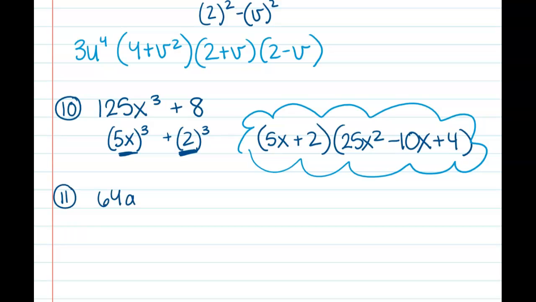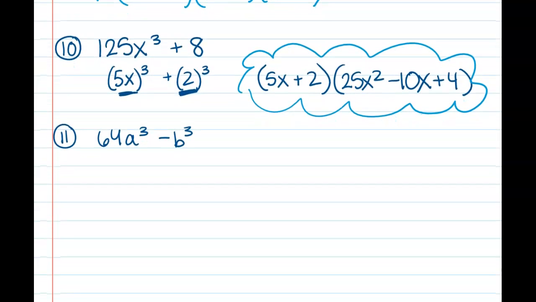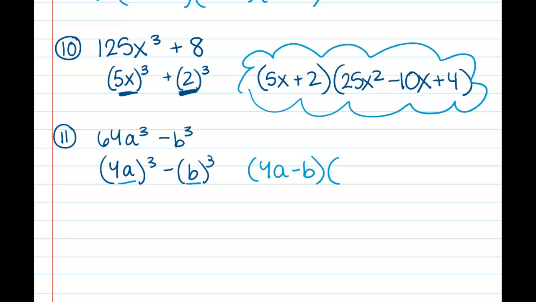Next, 64a cubed minus b cubed. So this is another cubic. I can write this as 4a cubed minus b cubed. This is very similar to the sum of cubes pattern. The only thing different is the signs. So now we'll start with this minus this, 4a minus b, times this first term squared, 16a squared. And then this is a plus. These multiplied together, so 4ab. And then another plus this squared, which is just b squared.